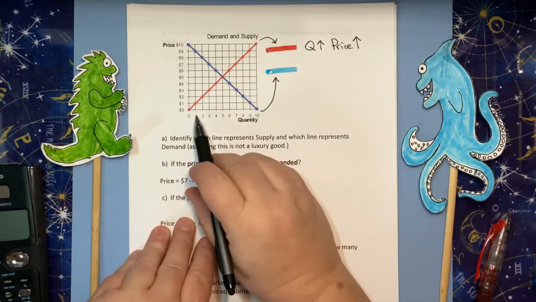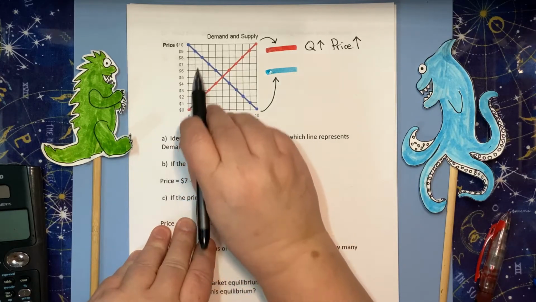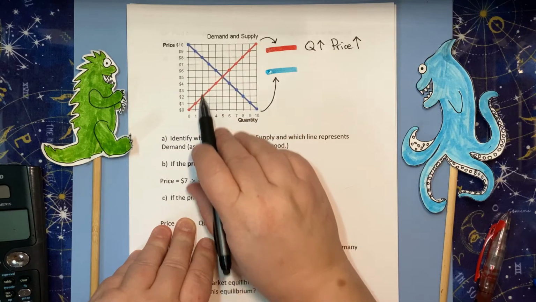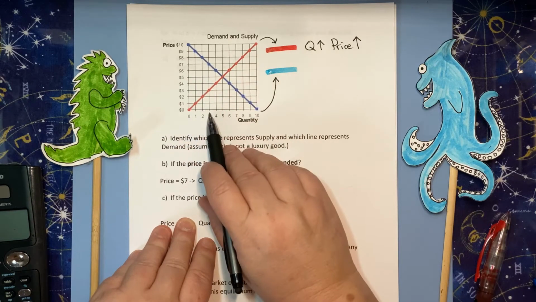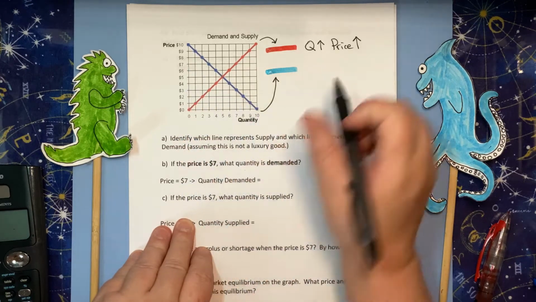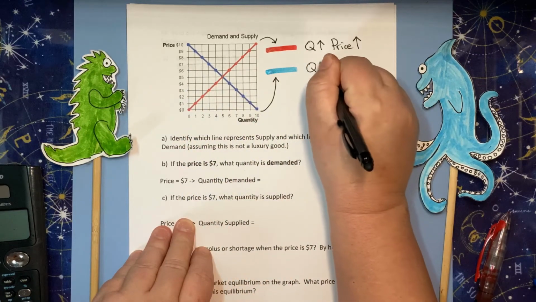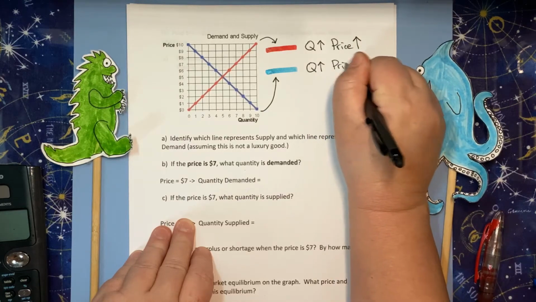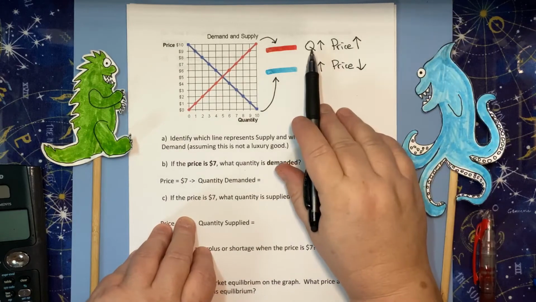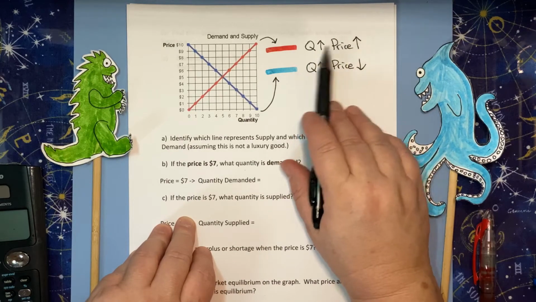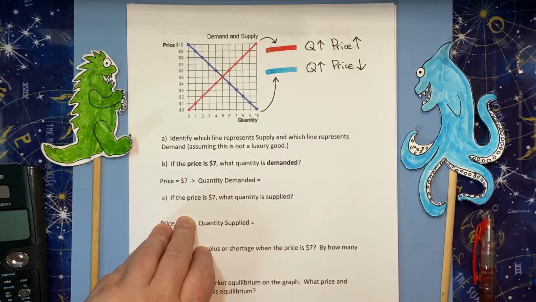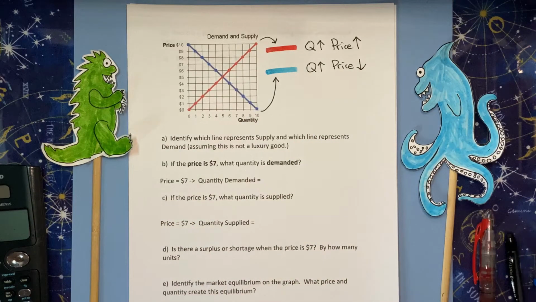Now this one, when the quantity is 1, the price is way up here at $9, but then for 2, the price is 8. 3, the price is 7. So as quantity is going up, we're noticing price is going down. So in one of these two, quantity and price are going up together. And in the other, quantity and price are in opposition. They're moving in opposite directions.